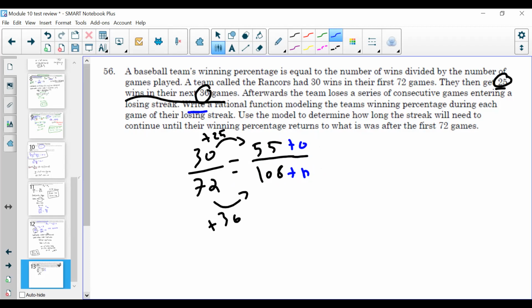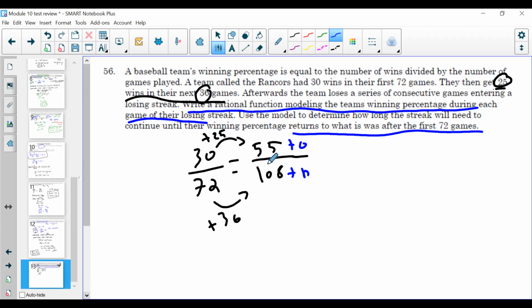right here, I want to write a rational function modeling the team's winning percentage during each game of the losing streak. And right here, use the model to determine how long the streak will need to continue until their winning percentage returns to what it was after the first 72 games. I want to figure out the amount of games I need to lose to make this 55 over 108 back to 30 over 72. Because after those 25 wins in 36 games, I'm at a win percentage of 55 over 108, right?